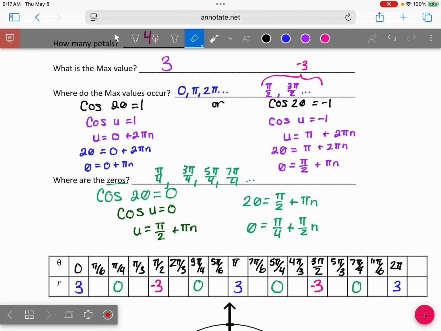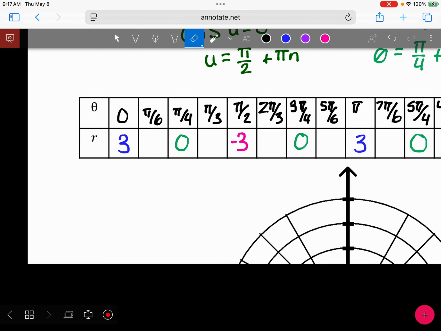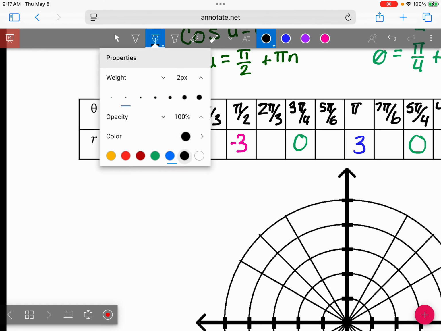We're going to take our 3 cosine of 2 theta. I'm going to write it down here just because it's too small if I zoom out that far.